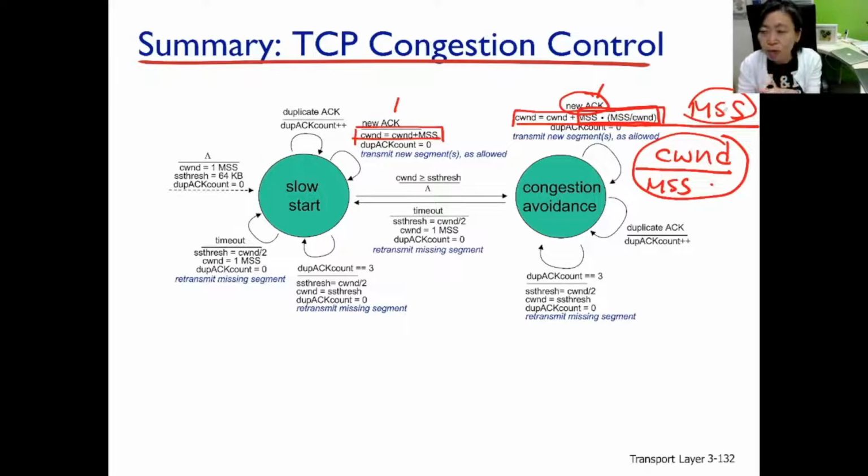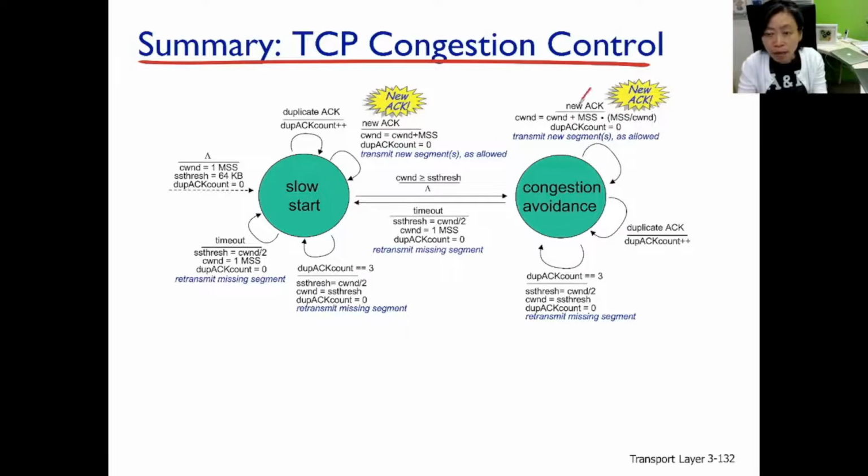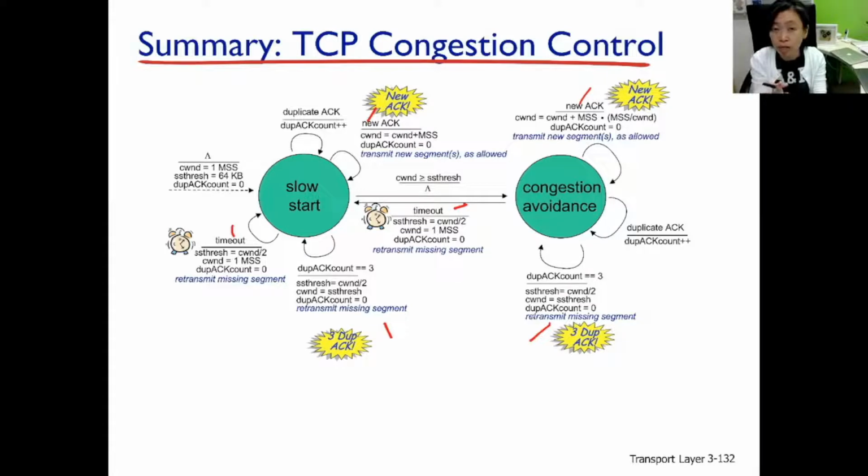So if we rewrite this formula here, it's what? MSS multiplied by the reverse of CWND over MSS. So after reversing, MSS at the top and CWND at the bottom. And that is TCP congestion control sender's finite state machine in a simplistic way. Let me summarize again. These are the events receiving new ACK. These are the events handling timeout. And these are the events handling receiving the duplicate ACKs and reaching the count of 3.